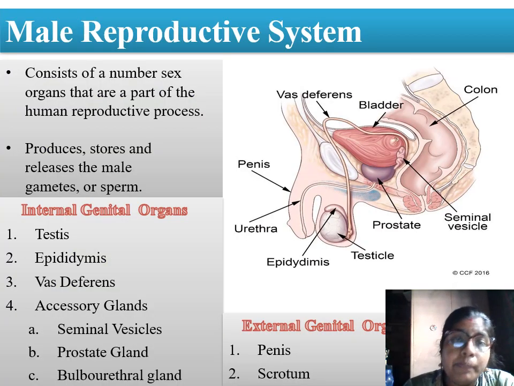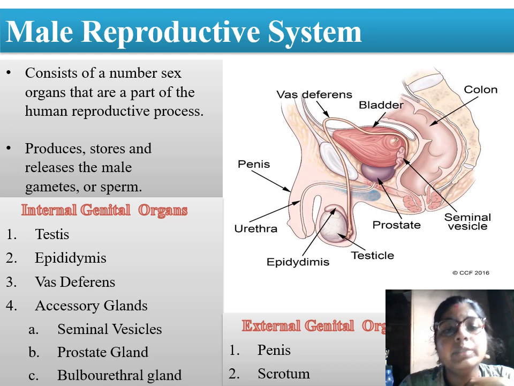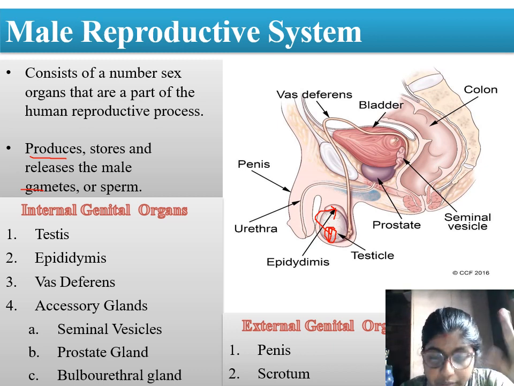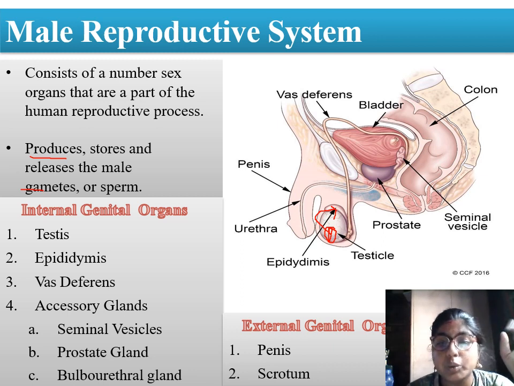The male reproductive system consists of sex organs that are part of the human reproductive process, which produces, stores, and releases the male gametes, meaning the sperm. Its main function is to fertilize the ovum. Firstly, in the testes, the sperm is produced in the seminiferous tubules. From the seminiferous tubules, it goes through the epididymis. The testes produce 300 million sperm each day, but it depends on a certain temperature, which is 92.3 degrees Fahrenheit, maintained by the scrotum, in which the testis is enclosed.